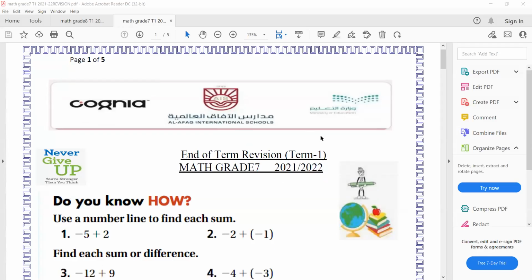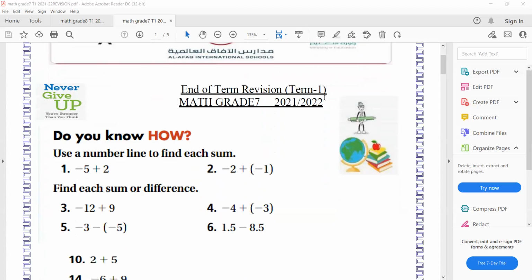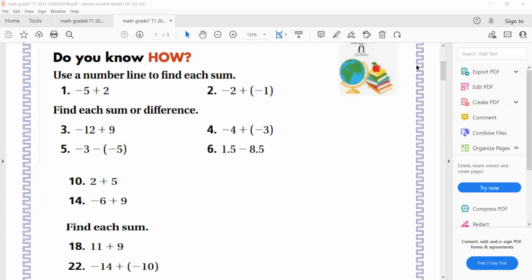How are you? First, we start from addition and subtraction, revision on algebra and geometry for the exam tomorrow, inshallah. We will start from -5 plus 2. How can I solve -5 plus 2, my dear? I have two different signs. Okay?